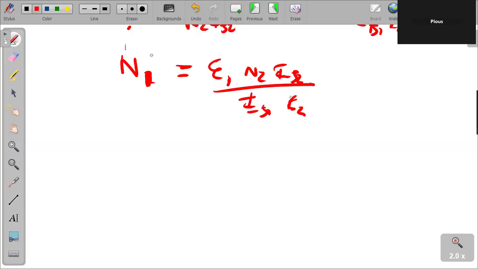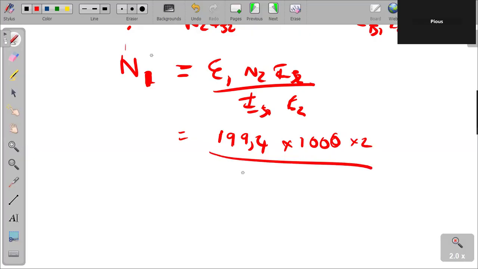But of course, we know that IF1 and IF2 are actually equal in this regard. If you notice that soon, it also saves you time to just discard them. You know that they will cancel each other. So I'm now substituting. E1, we have calculated, is 199.4, times N2 we had been given. That's our float speed, multiplied by 2, divided by IF1 again, that's 2, multiplied by E2. We just calculate.